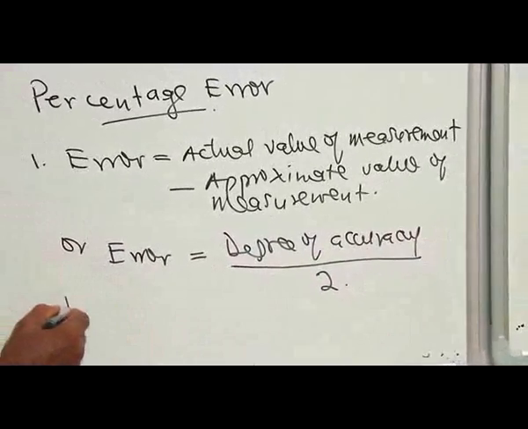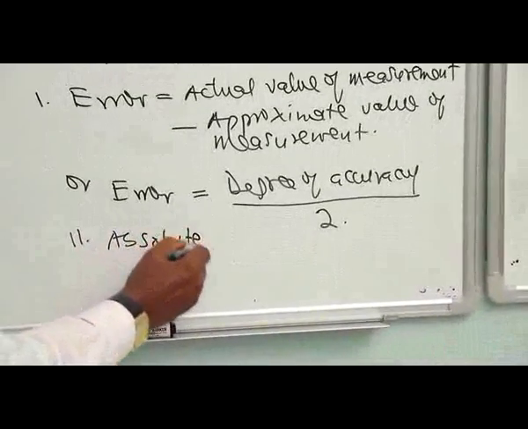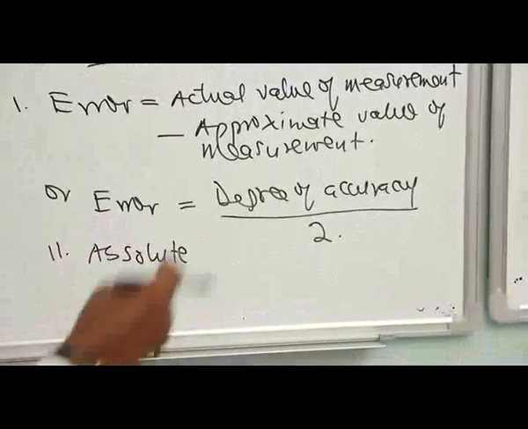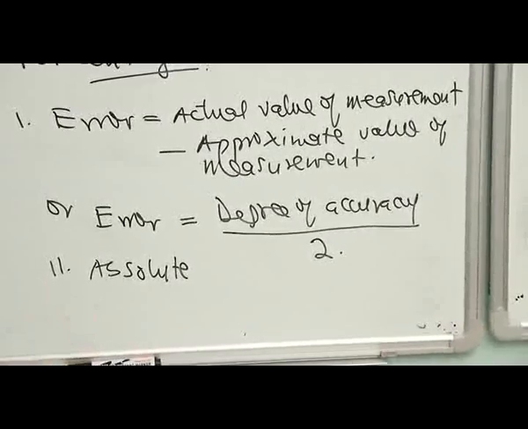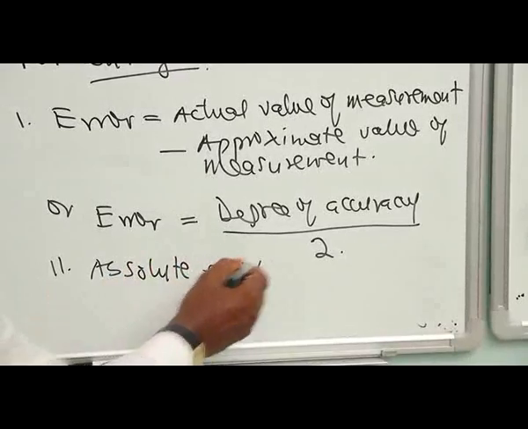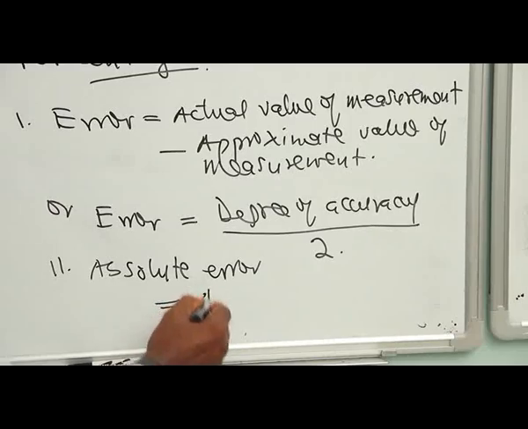We also have what we call the absolute error. We have said that in measurement it can be more or it can be less, but we are looking at the absolute error. The absolute error here is equal to the absolute value.